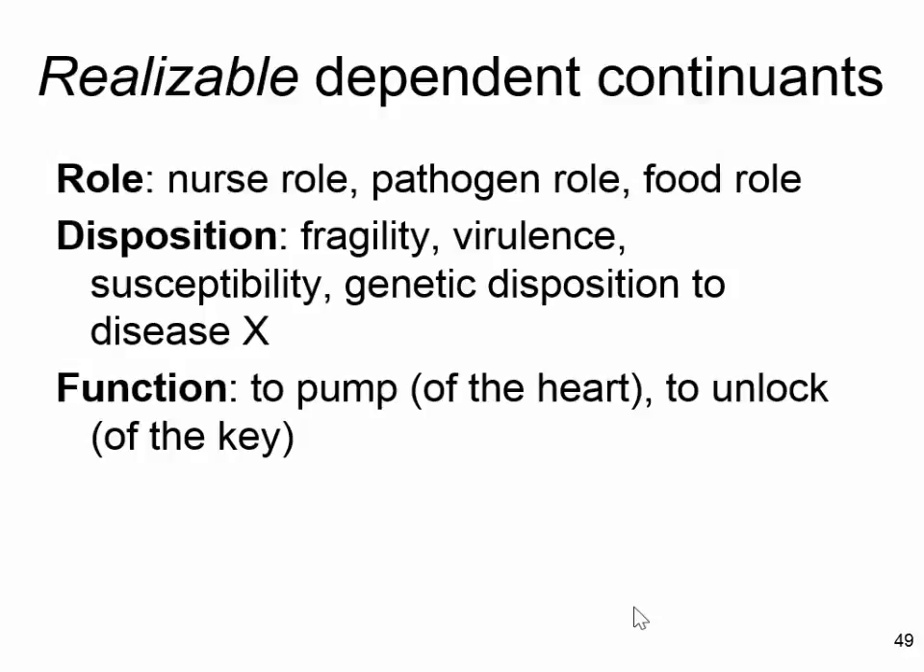It claims to be all-embracing. It wants to be complete. But if somebody needs a fourth kind of realizable dependent continuant, and if they make a good case, then we would add that to the list.